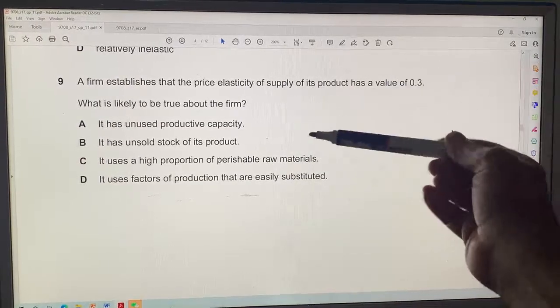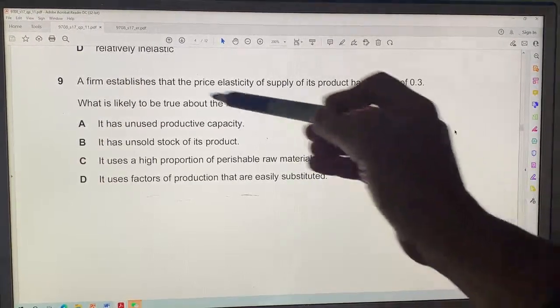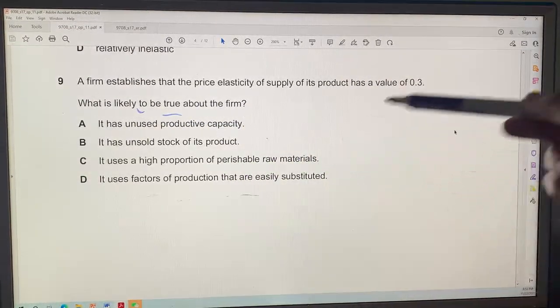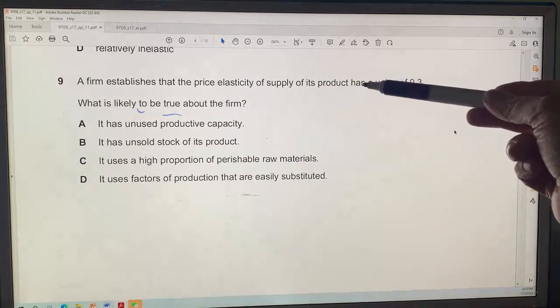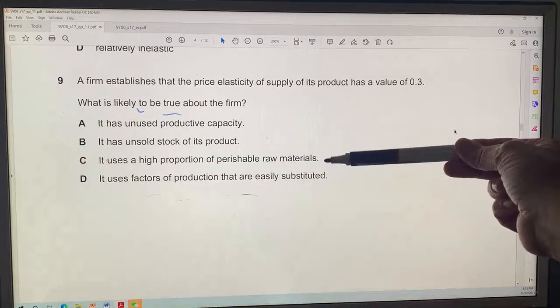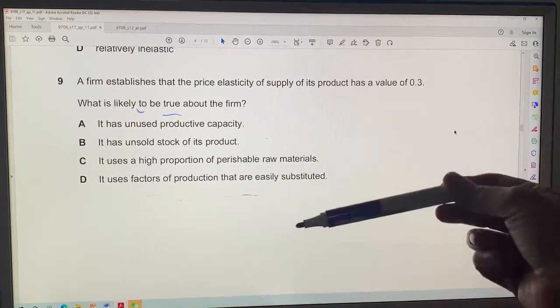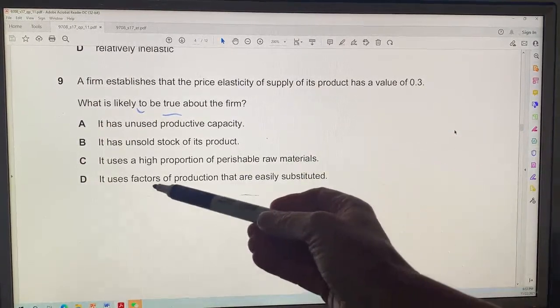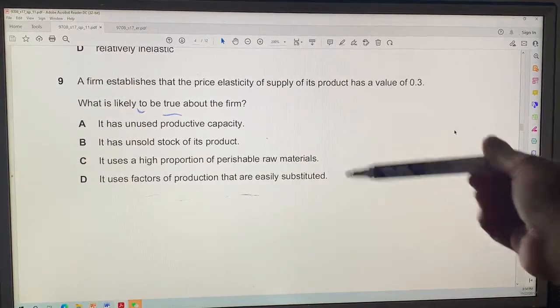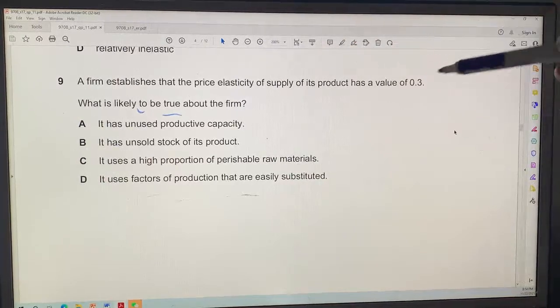Yes, probably. Maybe that's why. What is likely to be true? That's likely to be true, and that keeps their price elasticity of supply low. They cannot quickly increase the supply if the price increases. D says it uses factors of production that are easily substituted. But if this were true, the price elasticity of supply would be much higher than 0.3. So the answer for 9 must be C.